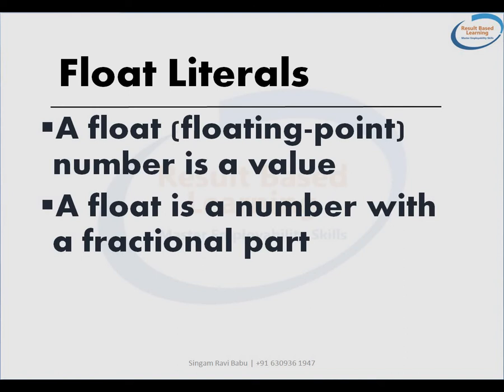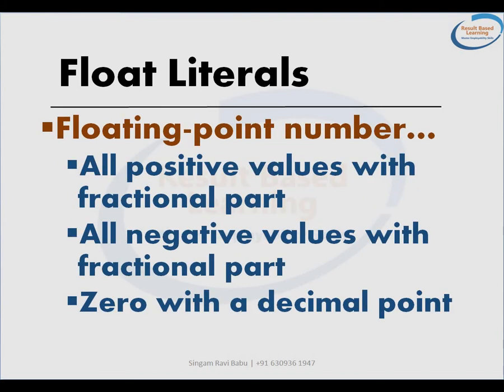Now let's come to float literals. A float or a floating point number is a value just like an integer. It is a number. A float is a number with a fractional part. That means a floating point number has a decimal point, or you can call it a number with a decimal part. All positive values with a fractional part are floating point numbers. All negative values with a fractional part are floating point numbers. 0 with a decimal point is a floating point number.